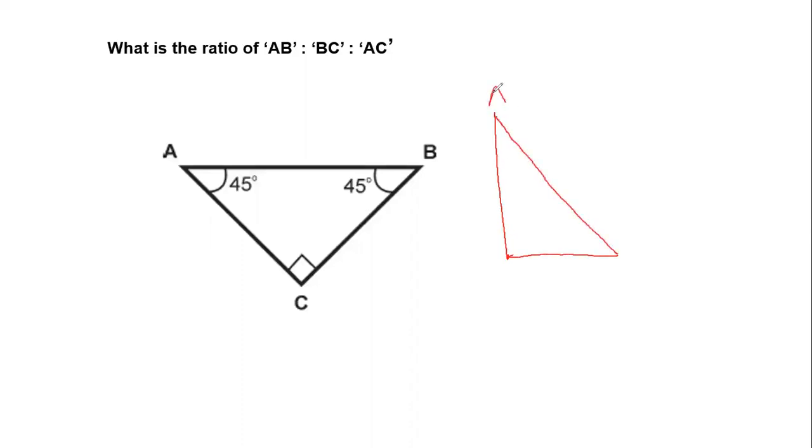So if I say A, B, C, this is 90. So let's say this is 45 and this is 45. So remember 45, 45, 90, 1, 1, root 2. That's the ratio. That means the side in front of 45, 1, the side in front of 45, 1, the side in front of 90, root 2. That's how it is designed. Again, what's the advantage? If I know one side, I know all the sides.